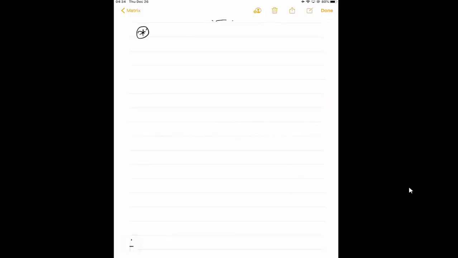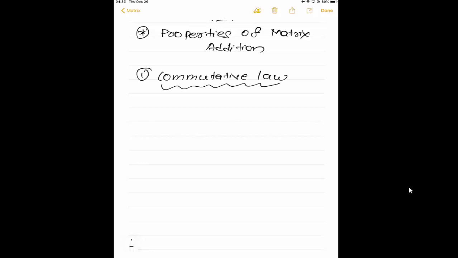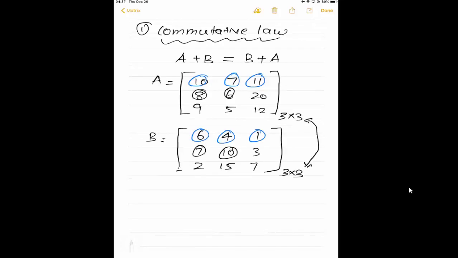The next topic is properties of matrix addition. The first property, commutative law. What is commutative law? When A plus B will be equal to B plus A. If you add in any order, the output is going to be the same. We are going to reuse the same example. We already know what the output for A plus B is. Now we will try to do B plus A. Then we will cross verify whether the output is the same for both conditions.